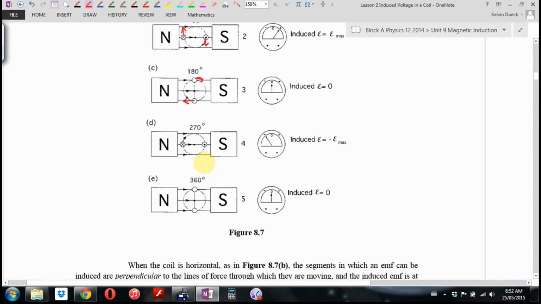Then when we're at 270 degrees, we get a negative voltage because this side here used to be going away from us in this picture, but now it's inducing a voltage, sending protons towards us, so the current has flipped. In fact, what you really get is a current that does this.